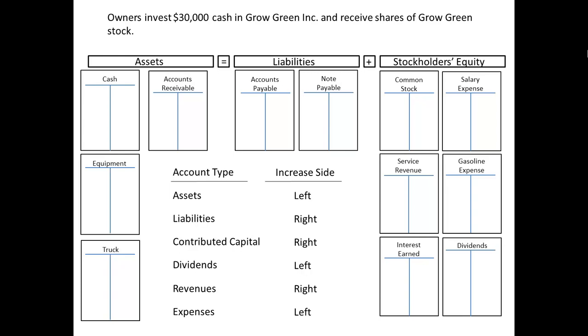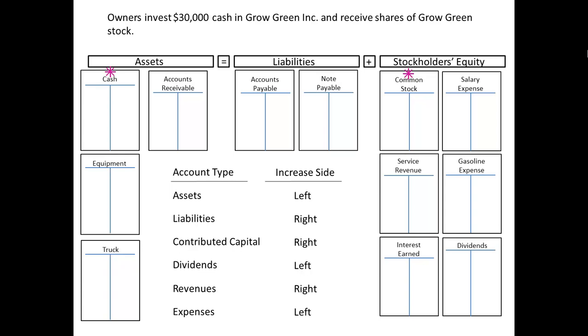The analysis begins the same way it did before. You have to identify the accounts that are affected when Grow Green receives cash from owners and issues shares of stock. The accounts affected are cash and common stock. Before we can record the transaction, we have to figure out which side of each account page we need to use. So for each account affected, we have to ask and answer 3 questions.